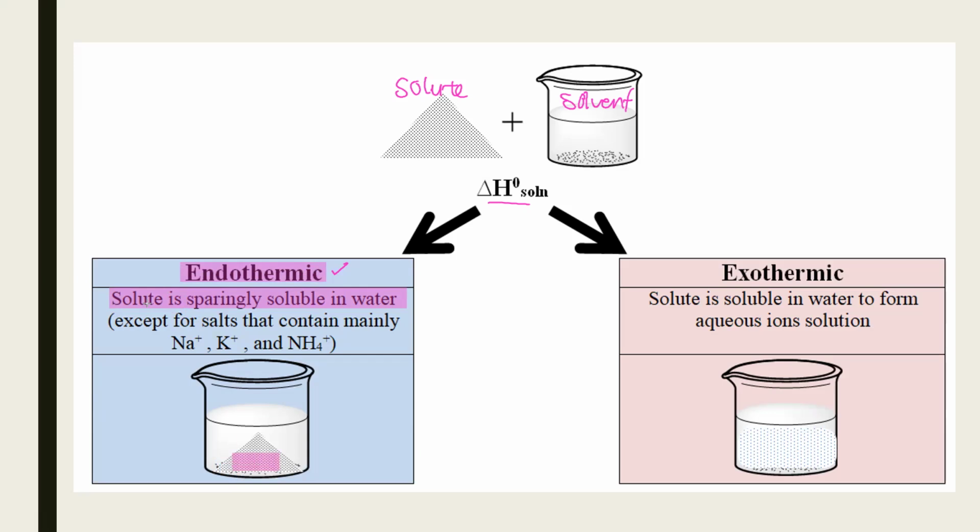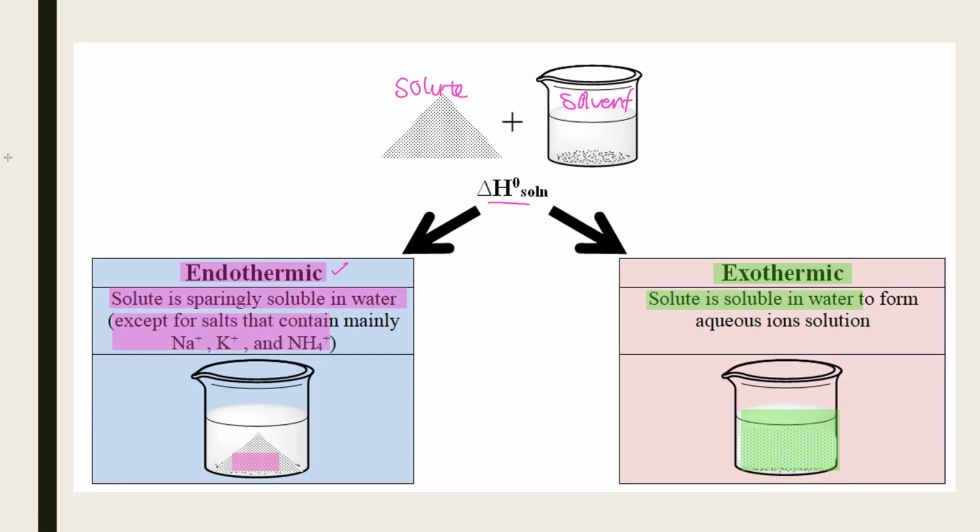There is an exception to this. This exception applies to sodium, potassium, and ammonium ions. Whereas if the enthalpy change of solution is exothermic, the solute is usually soluble in water to form an aqueous ion solution. So you can see you form a homogeneous solution between the solute and the solvent here. So how are we going to relate the enthalpy change of solution with the enthalpy change of hydration and lattice energy that we learned earlier?